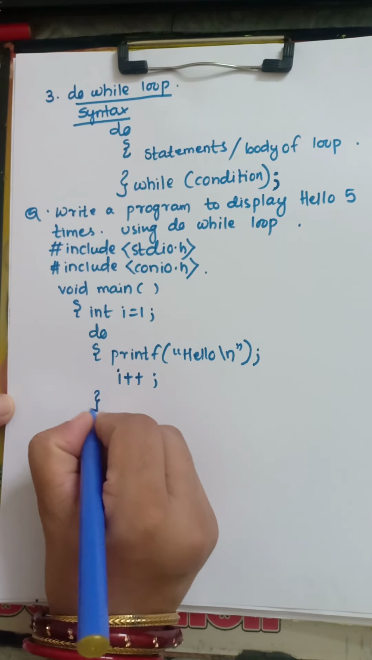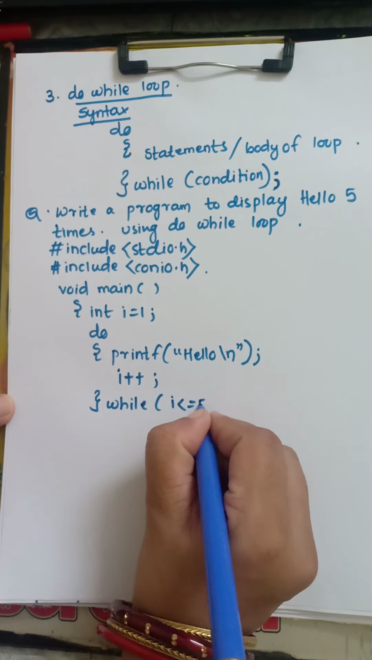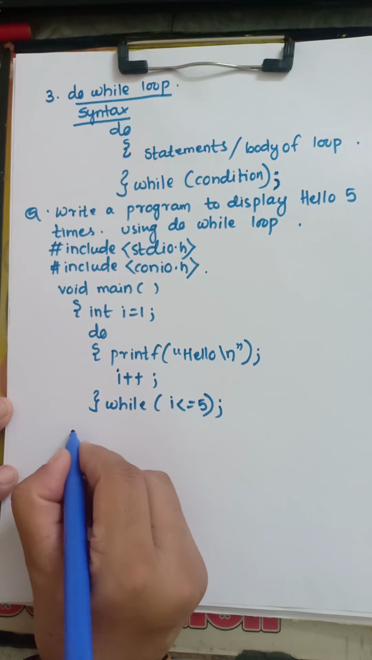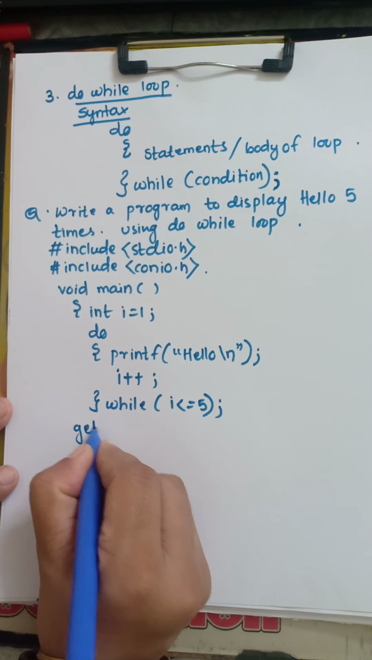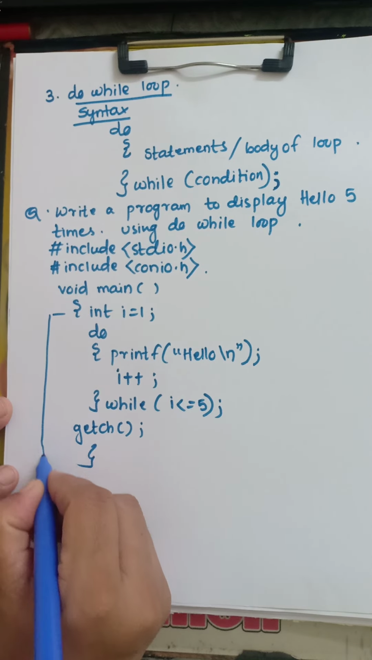Next, the i value increases. Next we are using the condition i less than or equal to 5, which means our hello is displayed 5 times. Next here I use the getch function, and here I use the void main.